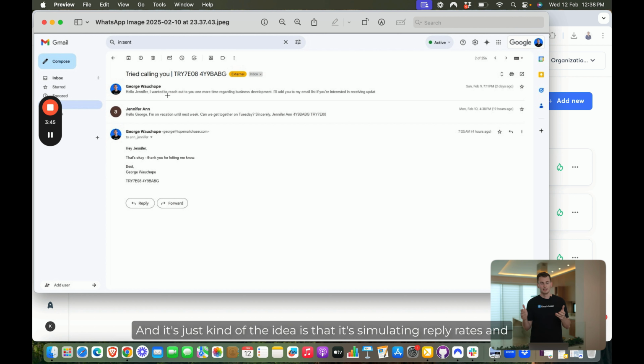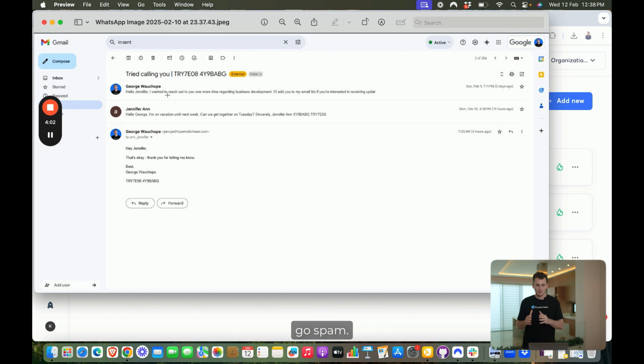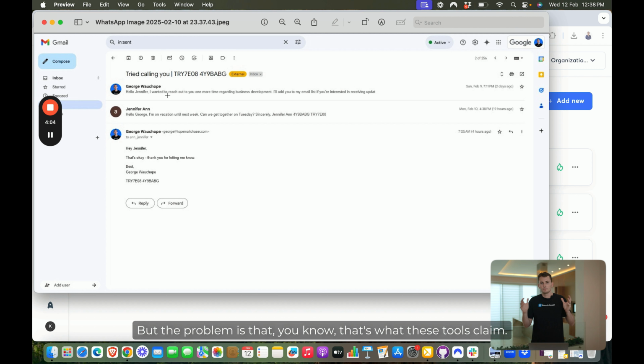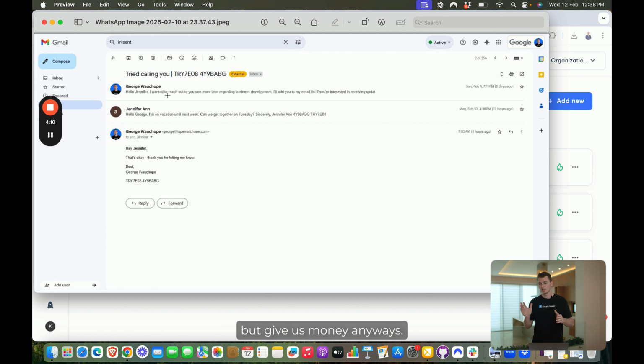The idea is that it's simulating reply rates and everything, which hypothetically is going to make ESPs think that your email accounts are good because people are replying, and hypothetically that's going to improve your deliverability so that you're less likely to go to spam. But the problem is that's what these tools claim. They're all claiming, oh, pay us money, buy our warm-up. We're not going to actually give you any evidence that it works, but give us money anyways, and it's going to magically make your response rate increase and your deliverability better.